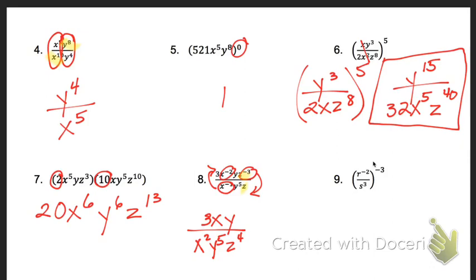Now I'm going to simplify. Oh, I got you. So simplify the x's and the y's. So 3 over x, y to the 4th, z to the 4th.